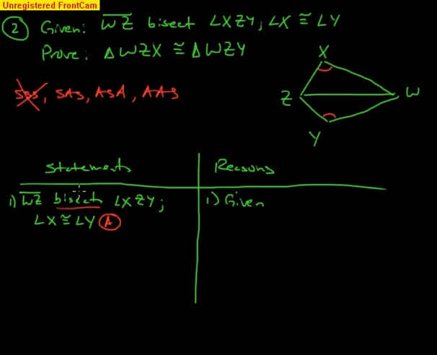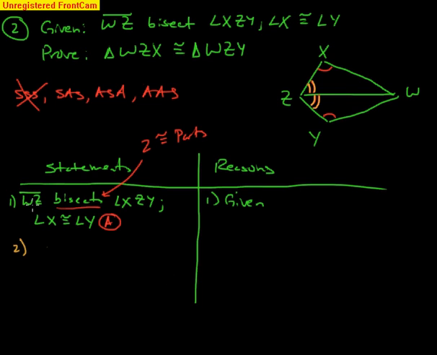Okay. But what does this word bisects mean? What does it mean if WZ bisects angle XZY? If WZ bisects XZY, well, we have to remember that the word bisects means two congruent parts. It splits the angle into two congruent parts, which means that the angles here and here will be congruent. Now, we haven't said that yet. We need to say that in the next step. That is exactly what we're going to say in the next step. Right here.